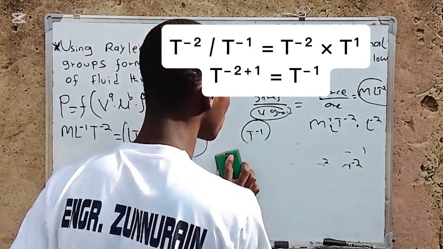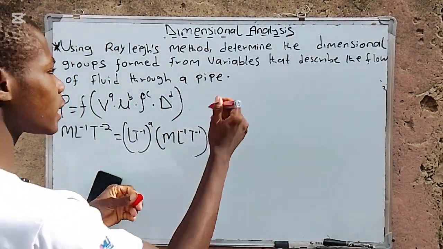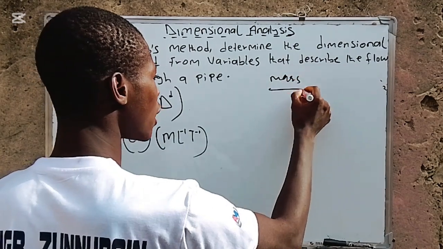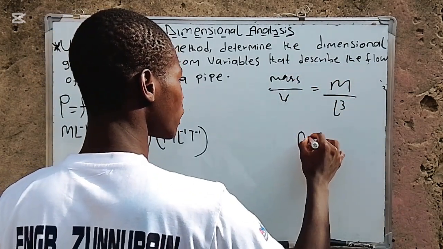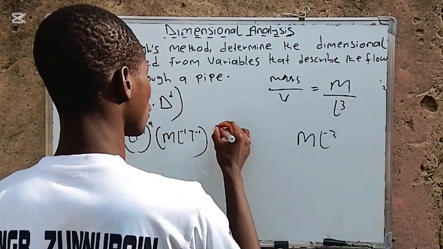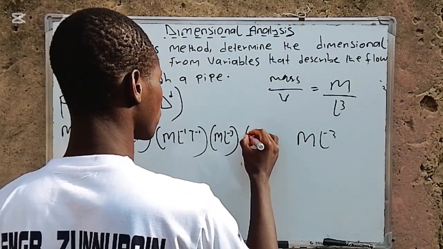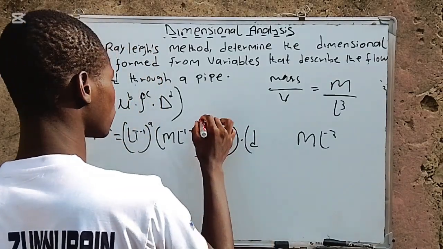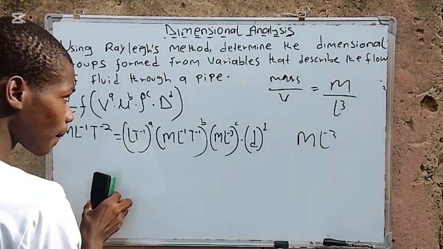So therefore we are going to deal with the density. Density is mass per unit volume, which is M per volume, which is L cubed, which is ML to the negative 3. So therefore we have ML to the negative 3, and distance, which is L. We have to put the power B, power C, and power D.